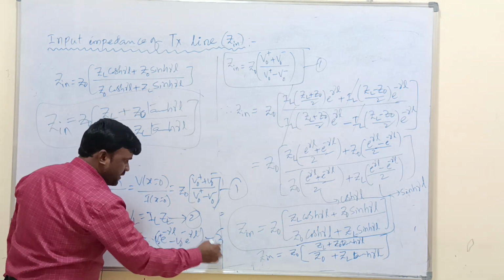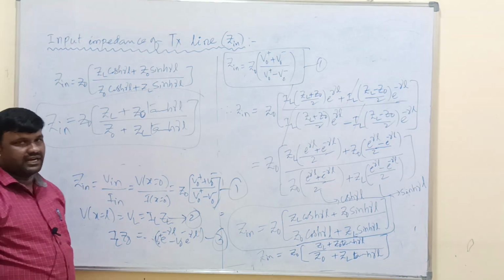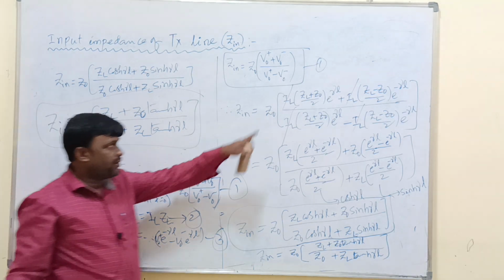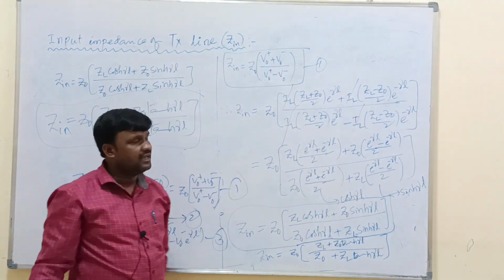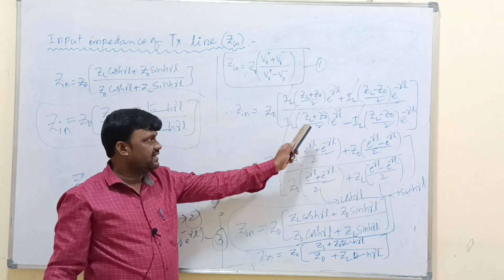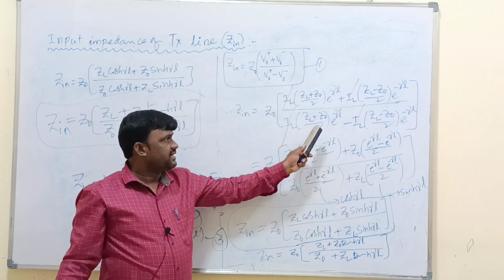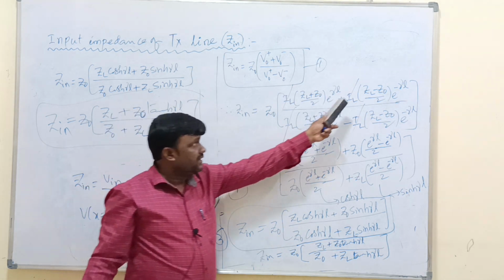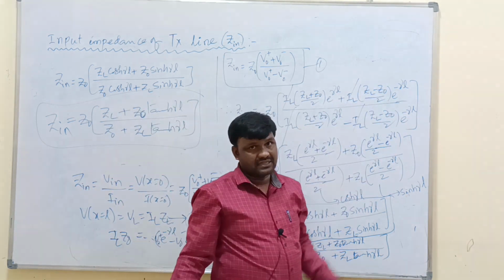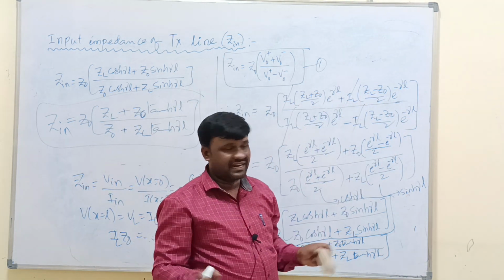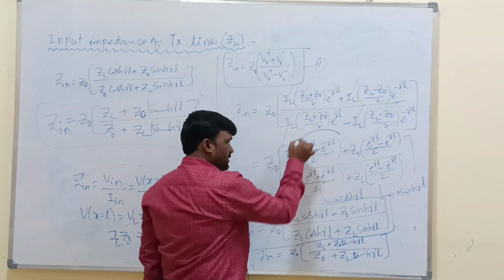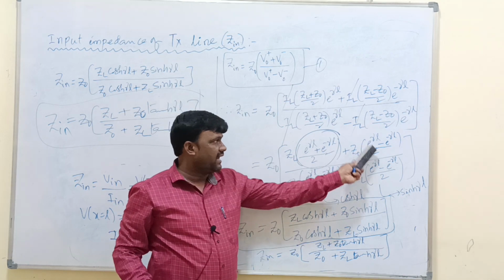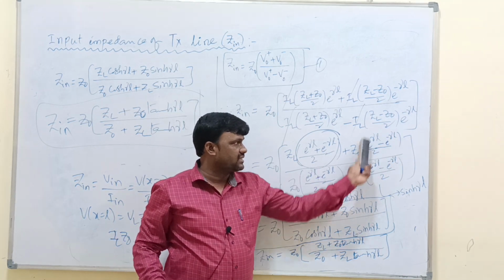By adding and subtracting, we will get V naught plus and V naught minus. By substituting V naught plus and V naught minus, we got the terms e to the power gamma L and e to the power minus gamma L terms. In that, IL is cancelled, and we have ZL plus Z naught by 2 e to the power gamma L term, and ZL minus Z naught by 2 e to the power minus gamma L. By separating ZL terms and Z naught terms, we got this formation, that is e to the power gamma L plus e to the power minus gamma L. And another one is what? e to the power gamma L minus e to the power minus gamma L by 2.